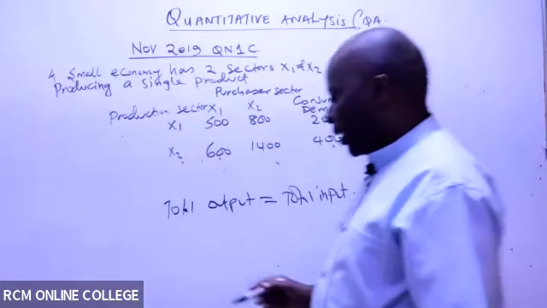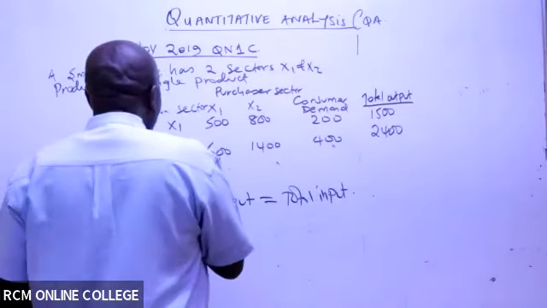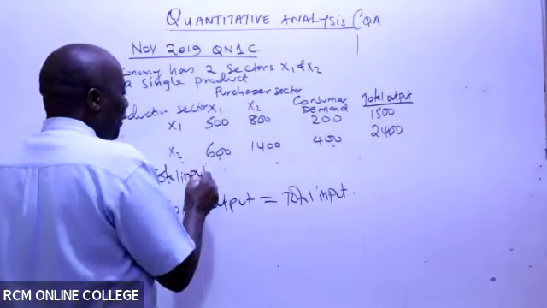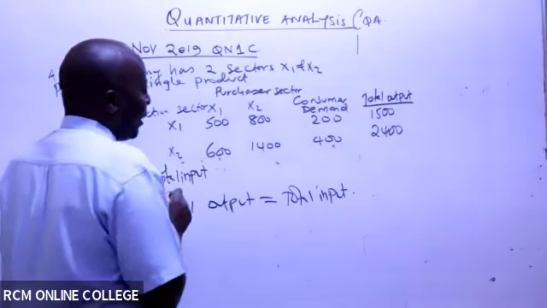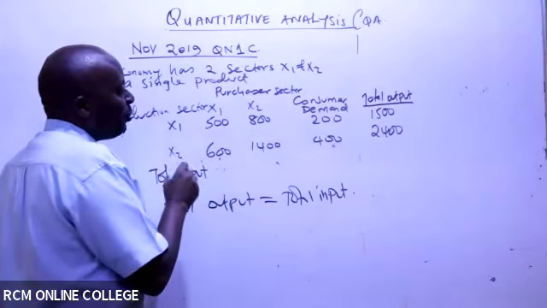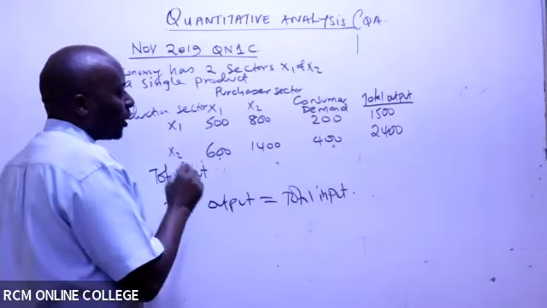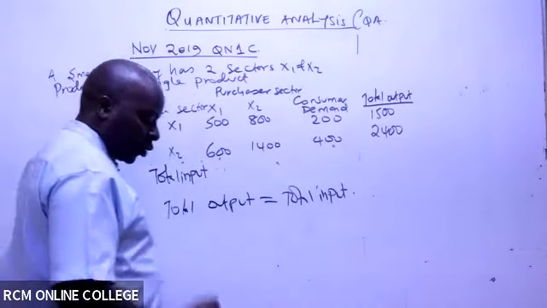So it means that I need to come here and create a row for total input. Can somebody guide me? What do you think will be the total input for X1?